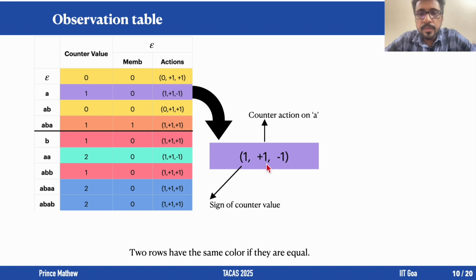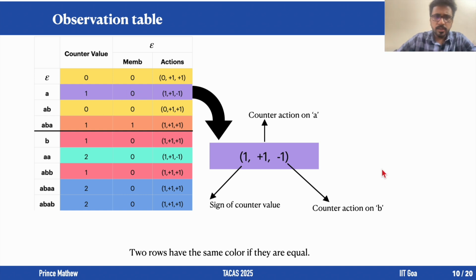Now what are the next two entries? The next entry denotes the counter action on an A after reading an A from this position. Here you have read an A, your counter value is 1. If you read another A after this A, then your counter becomes 2, so this would be a plus 1. Now this would be the counter action on reading a B after reading an A. The counter value of A is 1, and on reading a B you decrement your counter by 1, so your counter action will be minus 1. This is a look ahead on what happens to the counter after reading this word. You do that for all the words, and this is what you have.